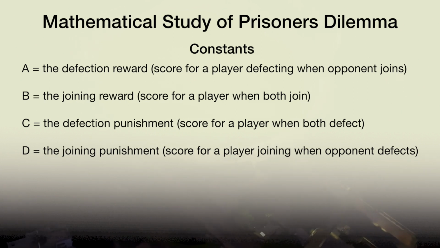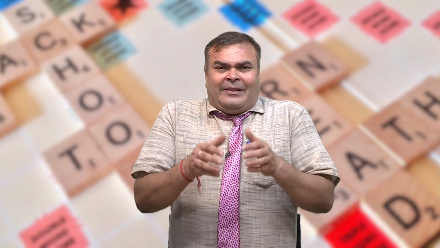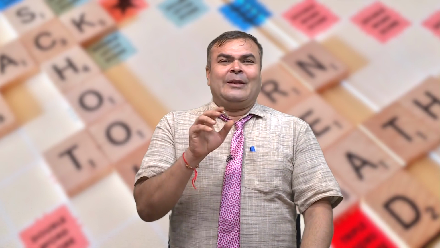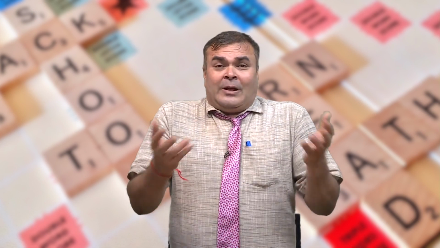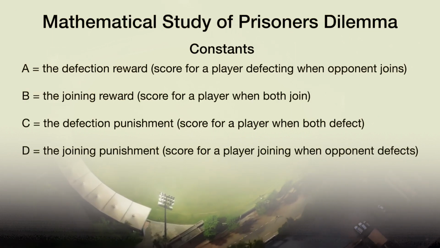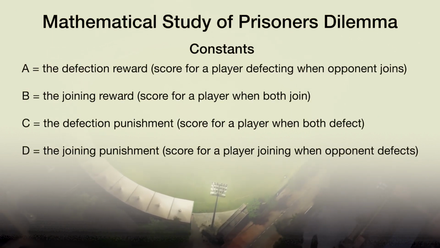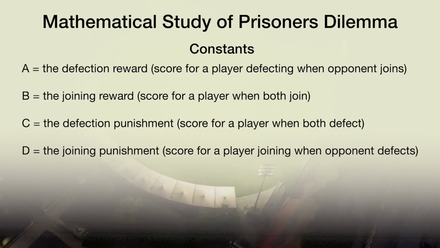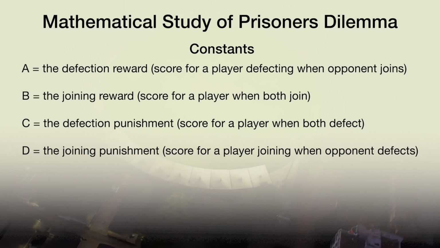What are the chaotic conditions here? This was studied by Professor John Nash, and this is the equilibrium. A greater than B greater than C greater than D is the Nash equilibrium, but if the outcome is there, then Nash equilibrium is defined. If not, then Nash equilibrium is not defined. Therefore, A, the constant, the defection reward, is the score for a player defecting when the opponent joins. Now here B, the joining reward, is the score for a player when both join. There are C and D also we can see here.